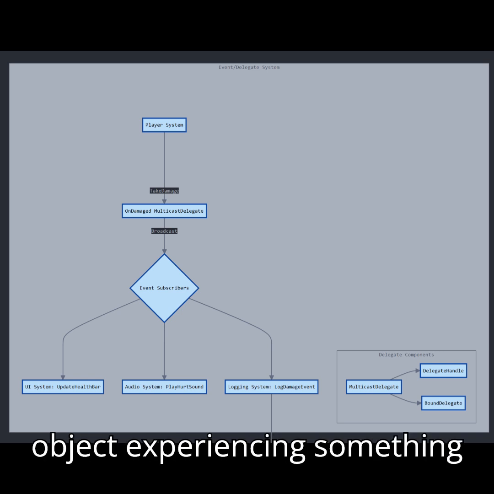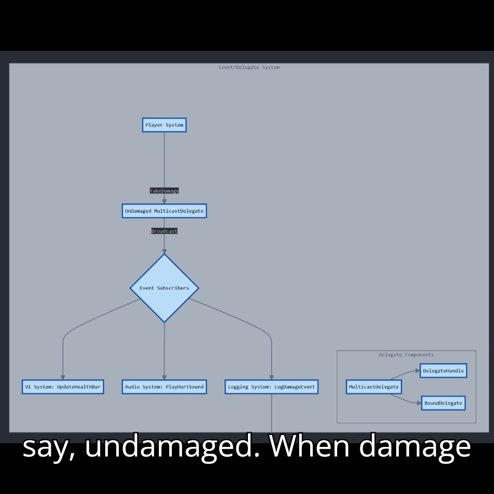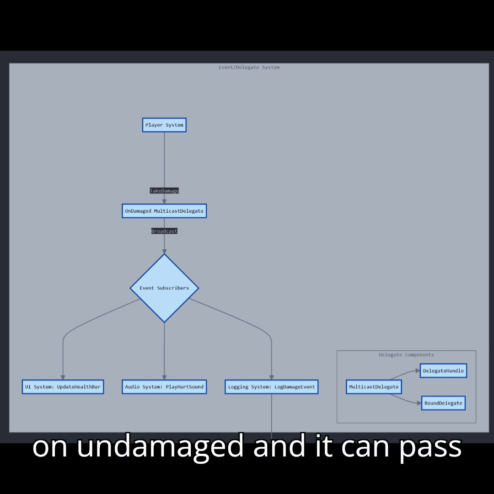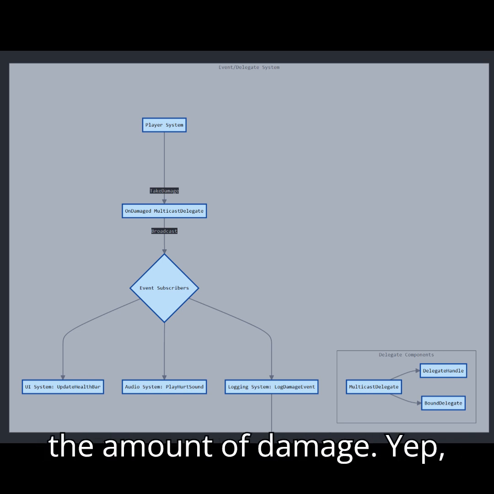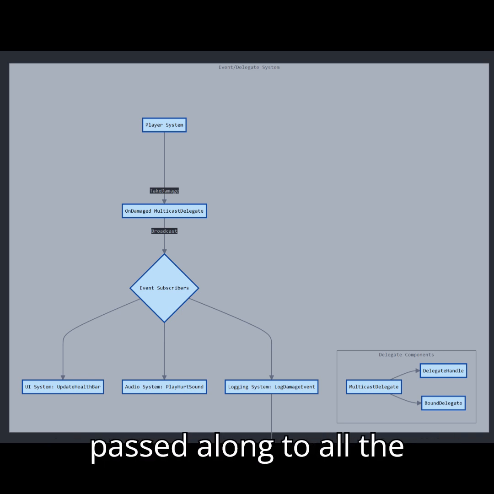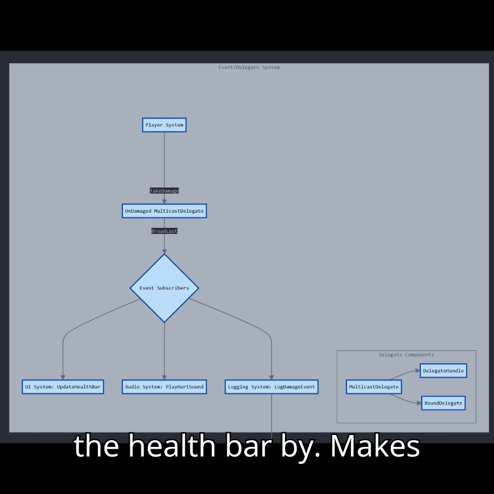The object experiencing something, like the player, owns a multicast delegate called, say, OnDamaged. When damage happens, it calls broadcast on OnDamaged. And it can pass data along too, right? Like the amount of damage? Yep. The broadcast function can take arguments, and those get passed along to all the subscribed listeners, so the UI knows how much to update the health bar by.